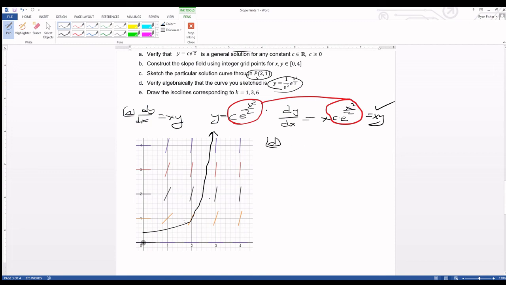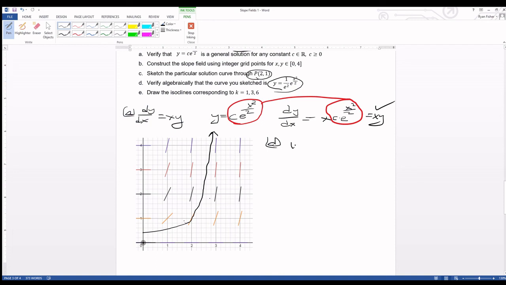So part D. I want to show that when I'm at the point (2, 1), the constant is 1 over e squared. So let's just take my solution, and I'm going to substitute in x is 2, y is 1, and see what we come up with. I think it's going to be pretty straightforward. So y is, because y equals c times e to the x squared over 2.